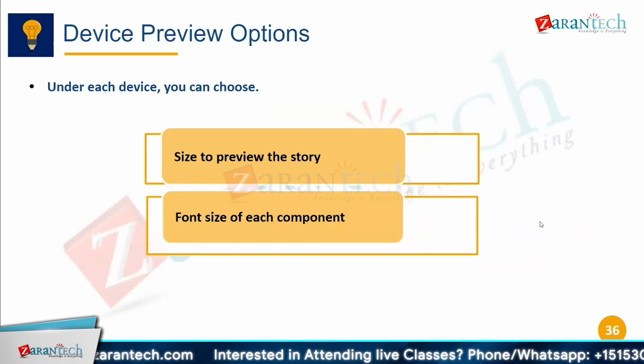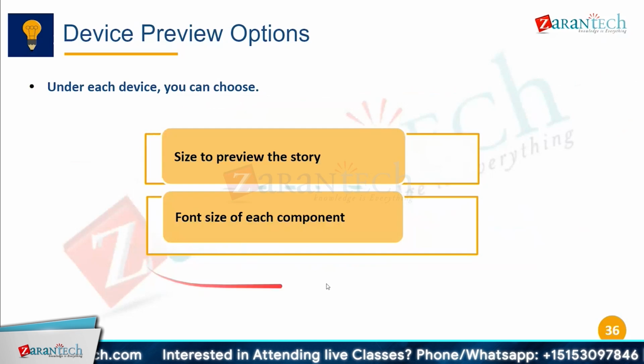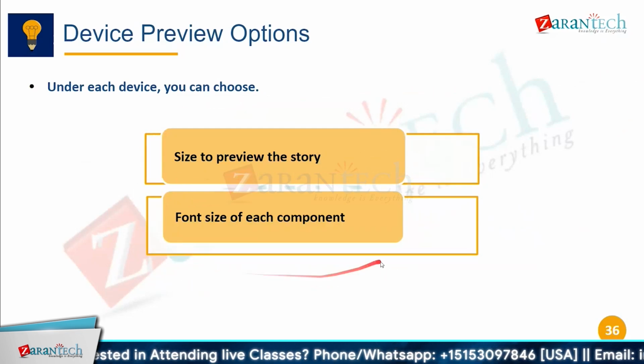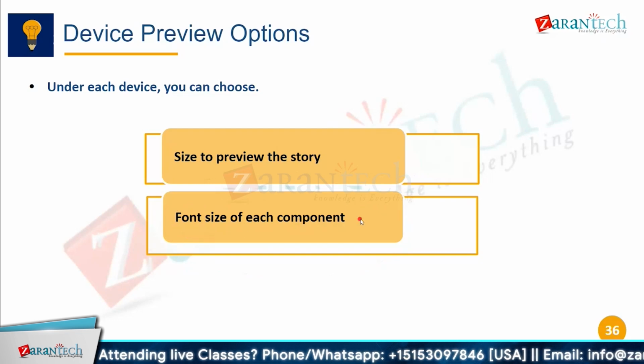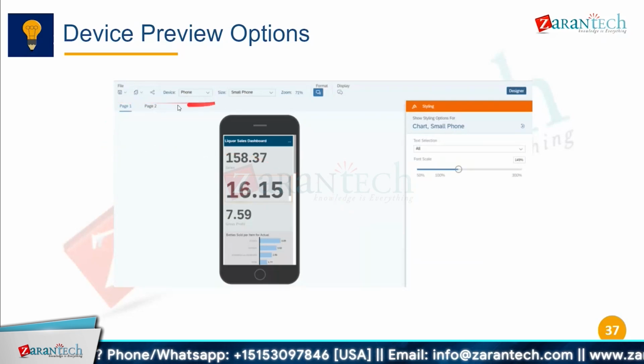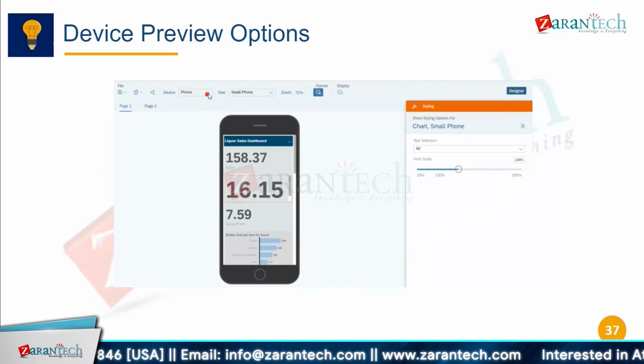When you are viewing in the device preview, you have only 2 options: the size you want to put for each widget, and the font size for each widget. These are the 2 options available in the device preview. We have kind of covered it while viewing the story options. You click on this device icon, and the system will open this page where you can select the type of device: phone, tablet, or web page. Then the size also: small phone, large phone, or large tablet.